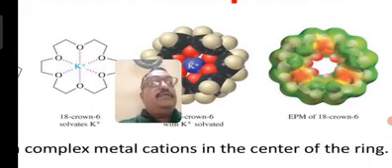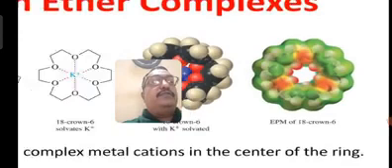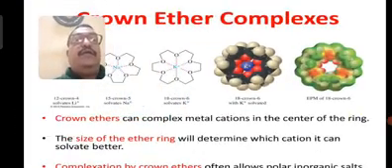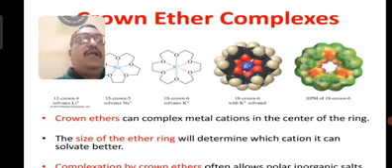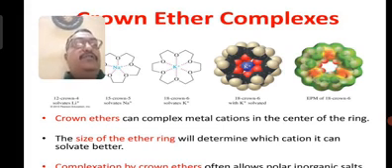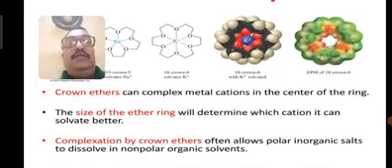Okay, now you can see how exactly it looks. It's a beautiful color combination you can observe. Okay, so all these crown ethers can complex metal cations in the center of the ring system. The size of the ether ring will determine which cation it can fit or react with.